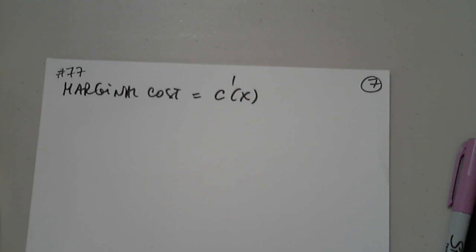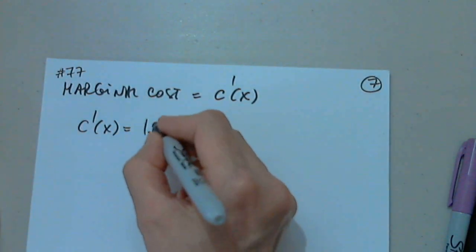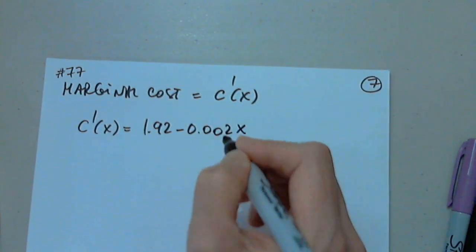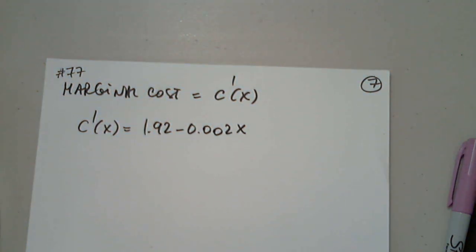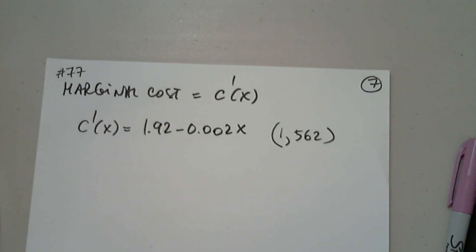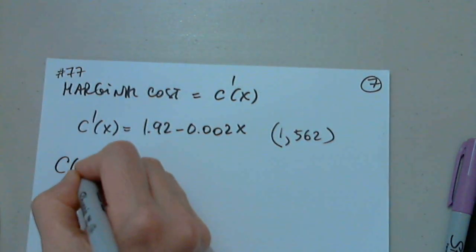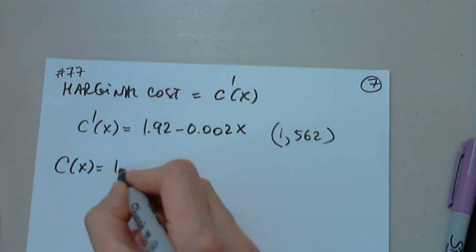Estimated the marginal cost of producing x items is C prime of x equals 1.92 minus 0.002x. If the cost of producing one item is 562, that's the point given to us, find the cost of producing 100 items. Okay, but we have to find the cost function first. So I cannot find the cost of producing 100 items before I find the cost function. Perfect, awesome, very good pick. So I'm given the marginal cost, which is the derivative. So finding the cost is no biggie.